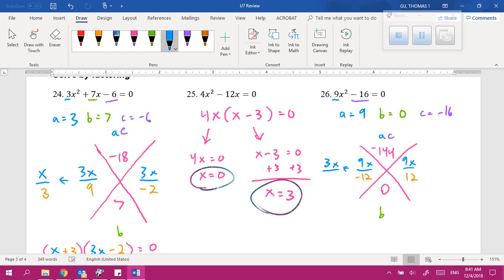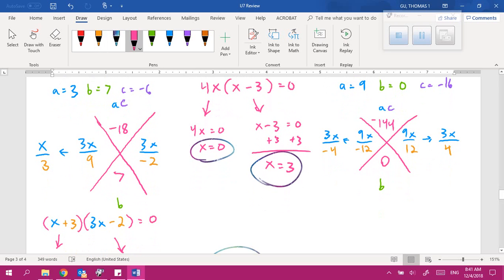3x over negative 4, right? Because you can divide each of those numbers by 3, so we reduce it to 3x over negative 4. And then what about this over here? 3x over positive 4. And the signs do matter, right? Because that's how you actually write your factors out. So that gives you your two factors.